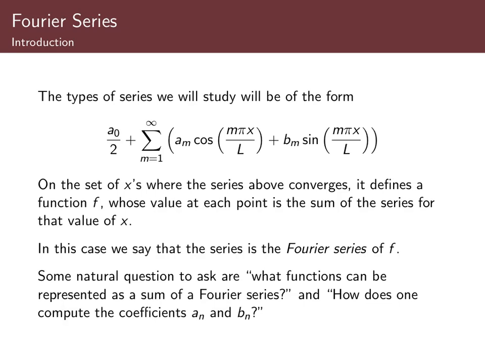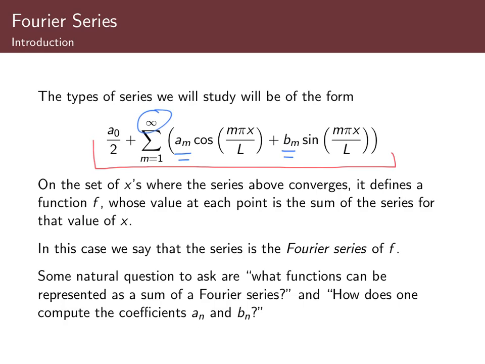Okay, so the types of series we will study will be of the form a naught over 2, and then the sum of linear combinations of sines and cosines: cosine of m pi x over L and sine of m pi x over L, with coefficients out in front. Again, these are infinite series of such sines and cosines. On the sets of x's for which these series converge, they define a function whose value at each point is the sum of the series for that value of x.